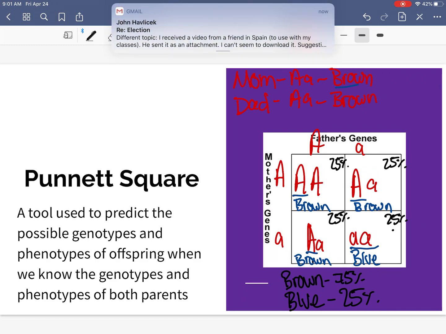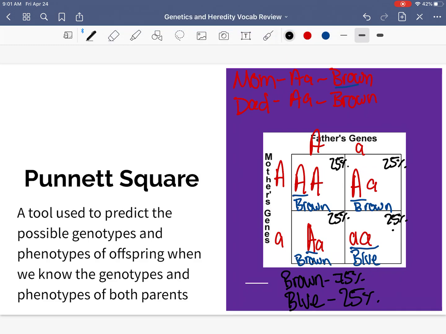So these are our main vocab words that we'll be working with throughout the rest of this unit. If you have questions, make sure to email your teacher or comment on Google Classroom.